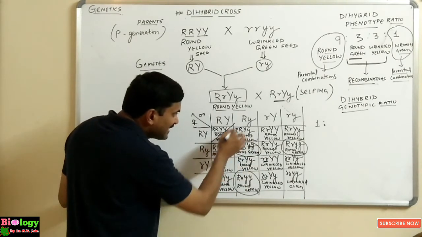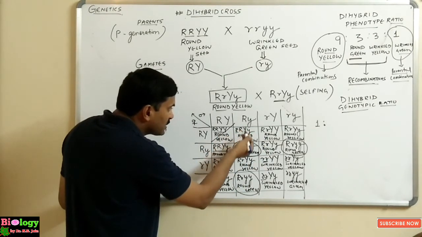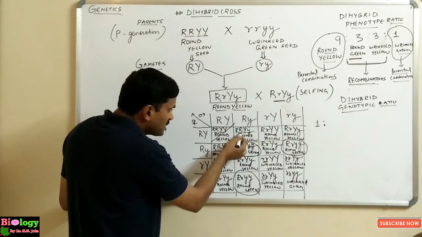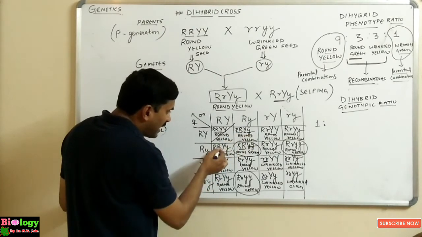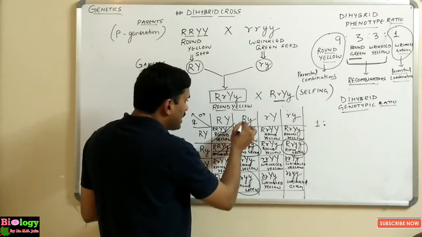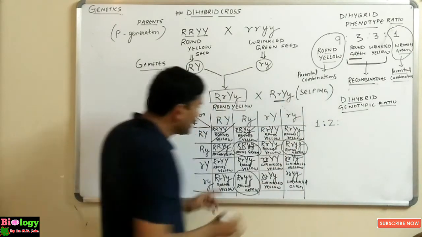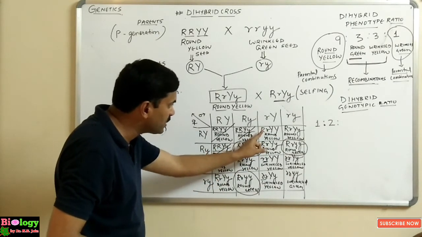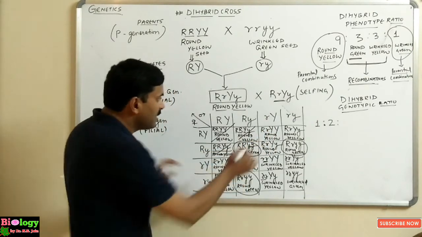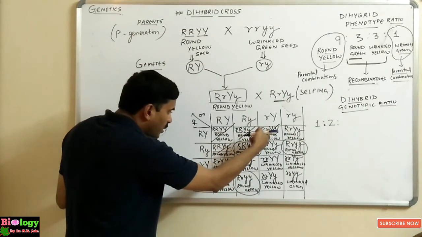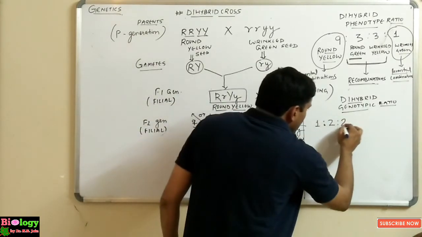Now see another one. You have to see in this entire checkerboard how many genotypes are capital R, capital R, capital Y, small y. Watch this one, capital R, capital R, capital Y, small y, and here I also have the same genotype. So there are two of this type. I have written 2 here. Now you see how many have the genotype capital R, small r, capital Y, capital Y. In the entire checkerboard there are 2 combinations of the same type, one is this one and another is this one. So I will write 2 here.